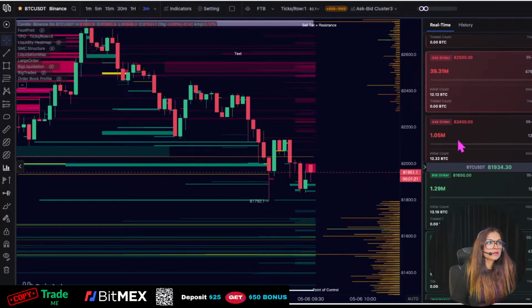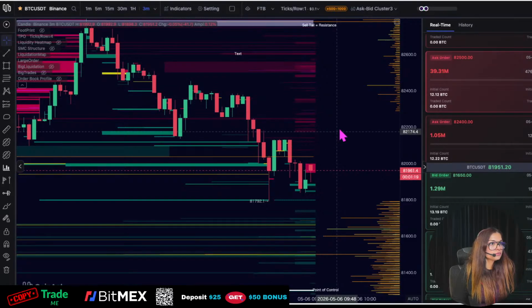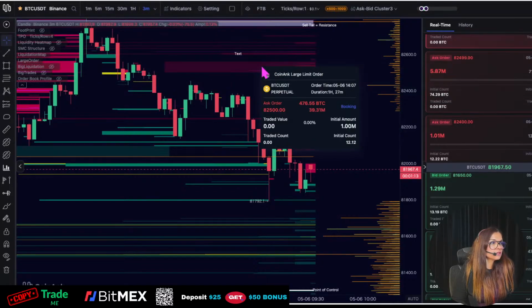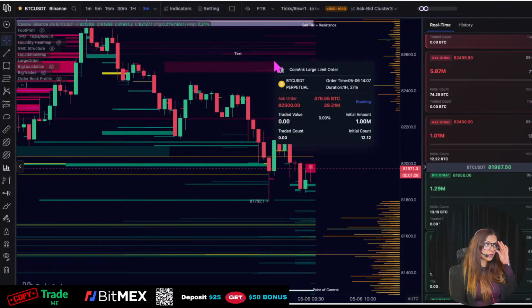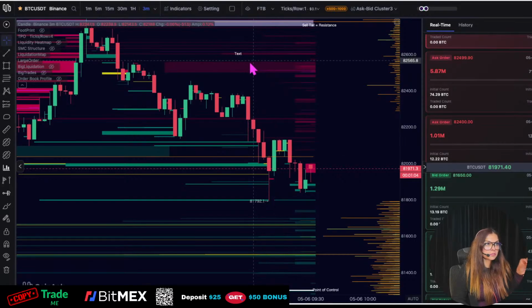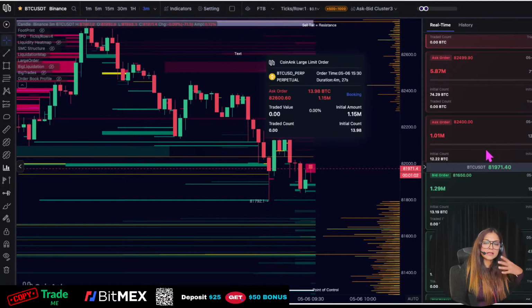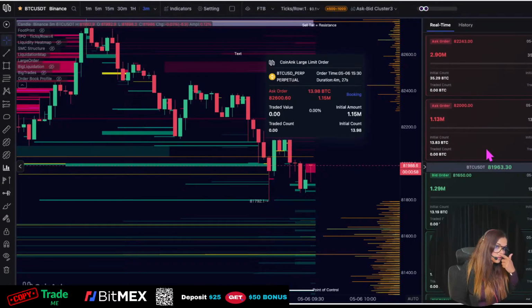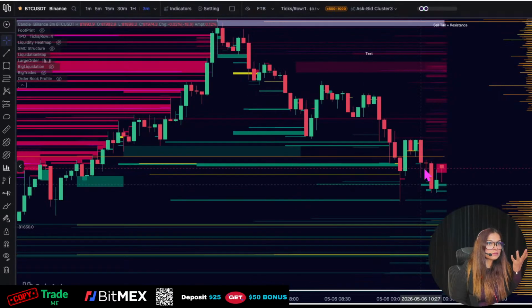And then you have another order at 82.5 for 39.31. So up here, 39.1. So it's the same thing, actually. You're looking at the same thing. Here you see exactly visually where the orders are placed, and here you see a list of where the orders are on the book. So it's up to you to use one or the other.